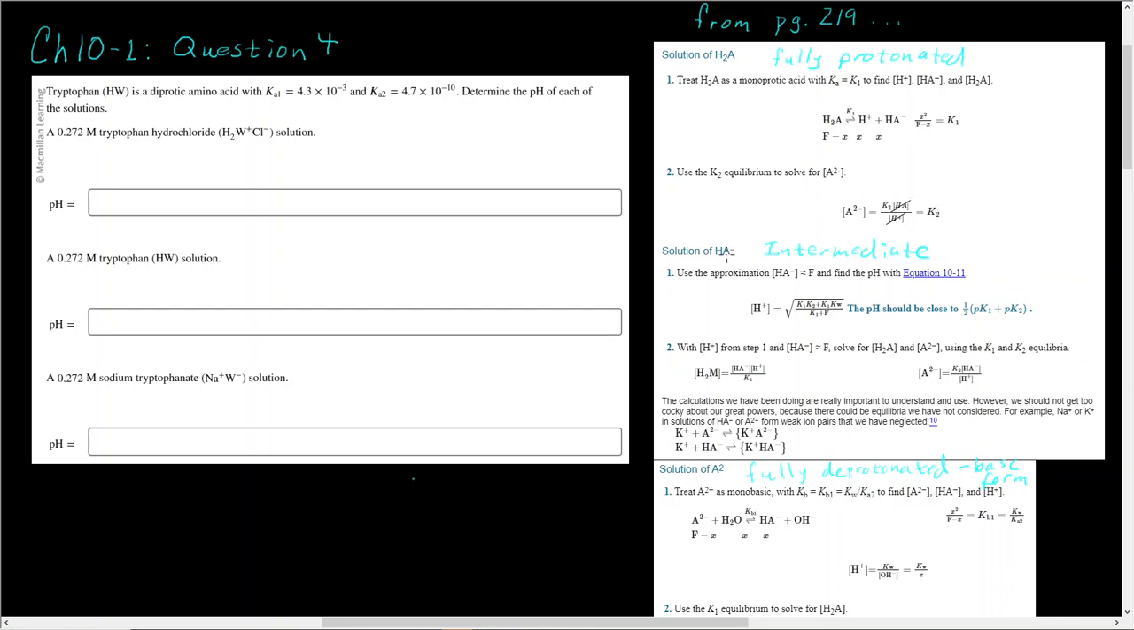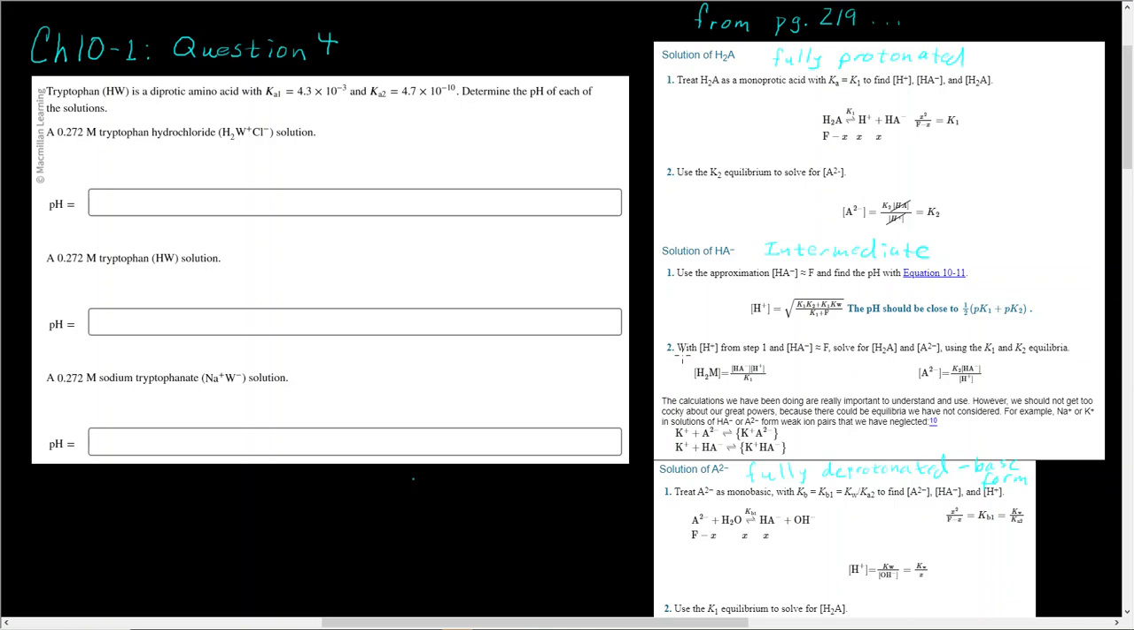Then if we've got the intermediate form for an amino acid, that would be the zwitterionic form. That's the form that can act as either an acid by donating a proton or a base by taking a proton. In this problem, we're going to use the approximation that the equilibrium concentration of HA minus is just the formal concentration. Basically, it doesn't really react that much. Then we're going to find the pH with this fancier equation, or we can use as an approximate form that the pH is going to be 1/2 of pKa1 plus pKa2. So we can use that.